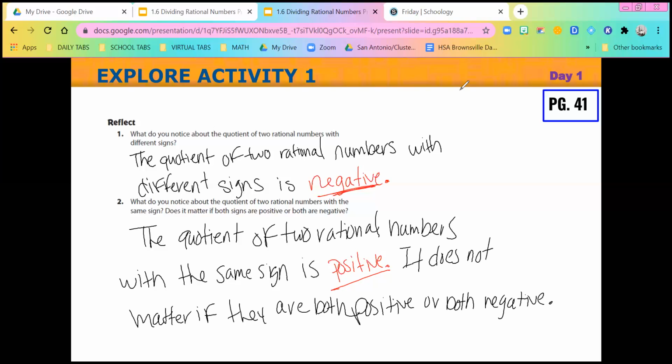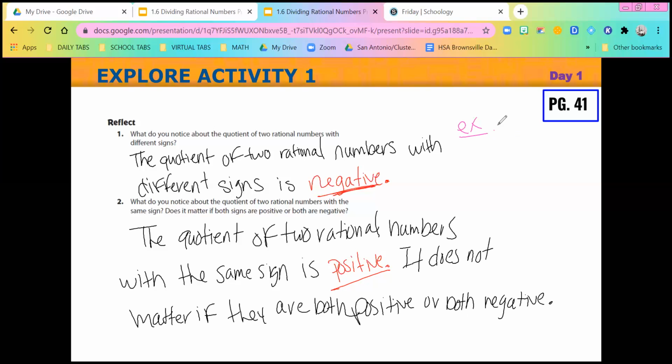So I'm going to give you an example. For this one example, we can say negative 2 divided by, no, I'm going to do a bigger number. Let's do a bigger number.